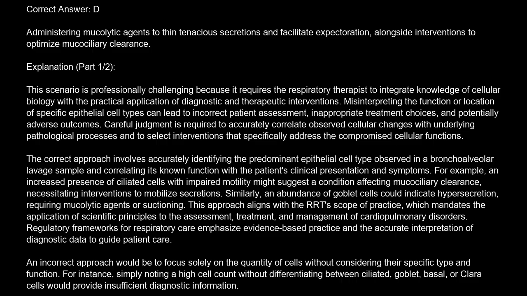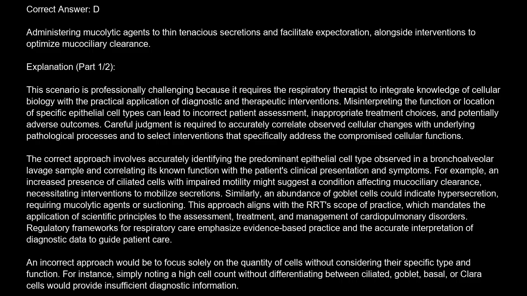For example, an increased presence of ciliated cells with impaired motility might suggest a condition affecting mucociliary clearance, necessitating interventions to mobilize secretions. Similarly, an abundance of goblet cells could indicate hypersecretion, requiring mucolytic agents or suctioning. This approach aligns with the RRT scope of practice, which mandates the application of scientific principles to the assessment, treatment, and management of cardiopulmonary disorders. Regulatory frameworks for respiratory care emphasize evidence-based practice and the accurate interpretation of diagnostic data to guide patient care.